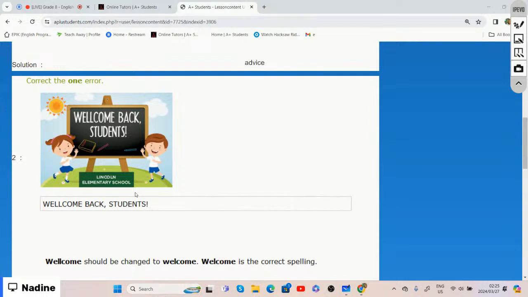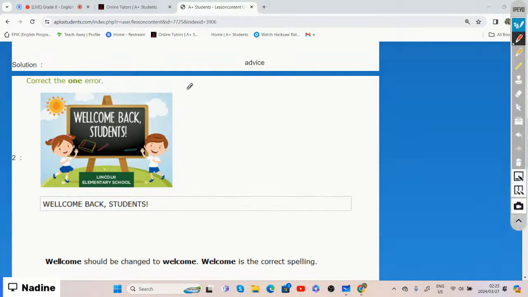All right, so if we look at that poster, or that board, and we were to correct the error, it will be the word welcome. I'm going to rewrite that word. We are going to correct this word because welcome is W-E-L-C-O-M-E, not a double L. It should just be changed to one L for welcome. That is the correct spelling.